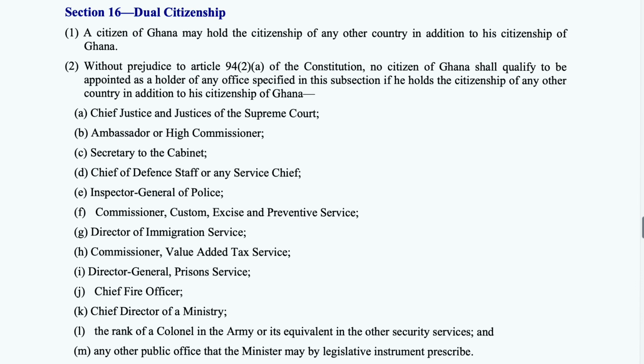So when you look at the Citizenship Act, this is the section 16 that talks about dual citizenship. It says that a citizen of Ghana may hold the citizenship of any other country in addition to his citizenship of Ghana. So you see, without prejudice to Article 94, Section 2A of the 1992 Constitution, no citizen of Ghana shall qualify to be appointed as a holder of any office specified in this subsection if he holds the citizenship of any other country in addition to his citizenship of Ghana. So you see, they have given a list of the various public offices.